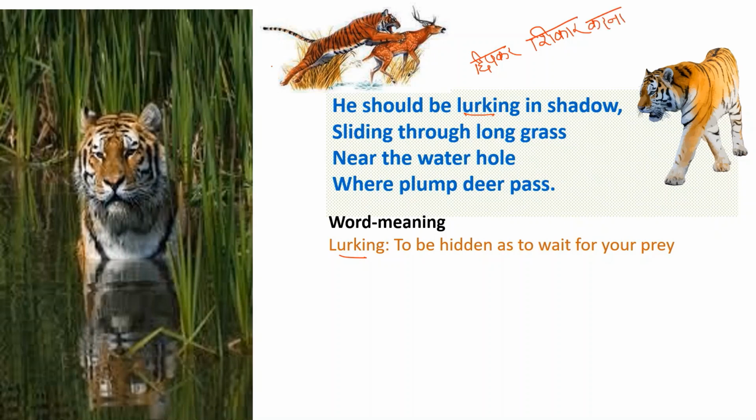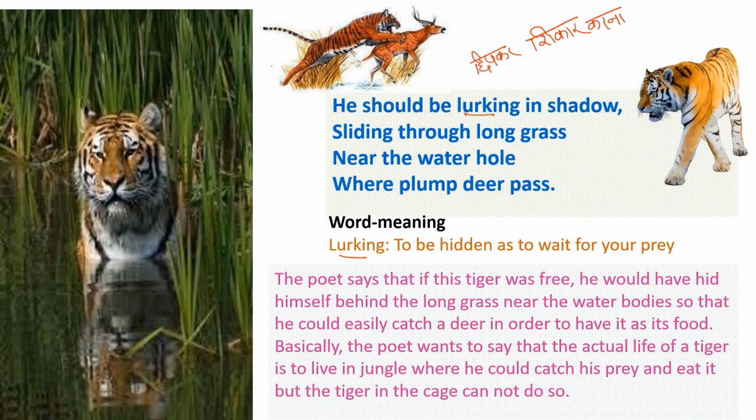So, the tiger here, if it lived in the jungle and was free, then it would have hid himself in the shadow behind long grass, and he would hide near a water hole. किसी water body के पास छुपकर, long grass के पीछे shadow में छुपकर, he would wait for a plump deer. Plump, मोटा ताजा, deer वहां से पास करता, तो he would hunt that animal.